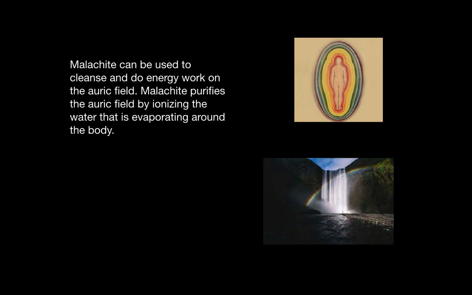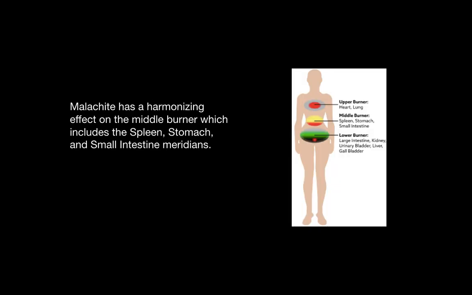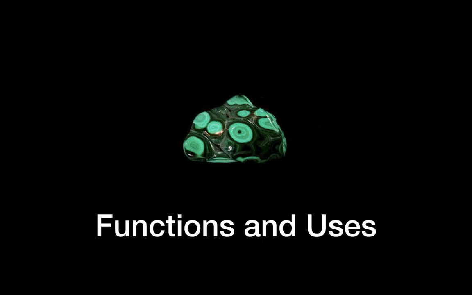Malachite can be used to cleanse and do energy work on the auric field. Malachite purifies the auric field by ionizing the water that is evaporating around the body, which is the same concept as a waterfall. Malachite has a harmonizing effect on the middle burner, which includes the spleen, stomach, and small intestine meridians. So what are the functions and uses?